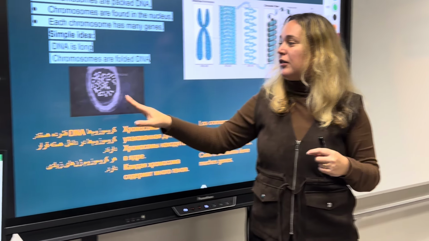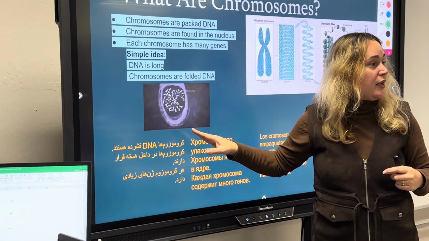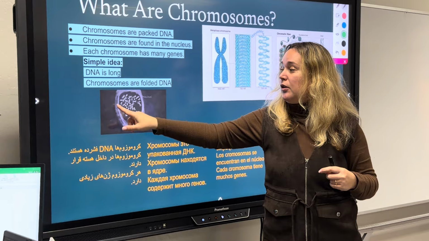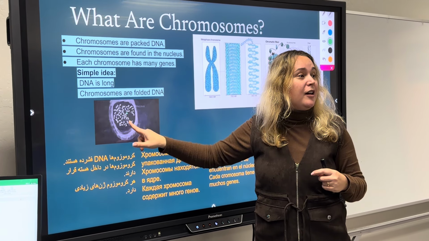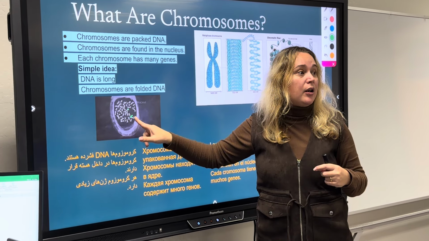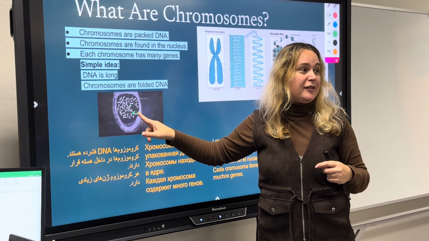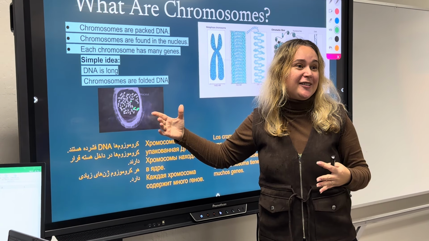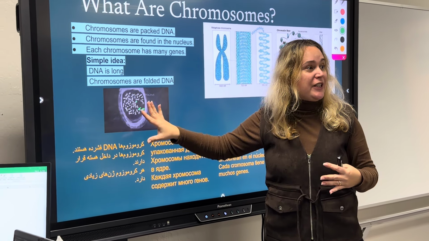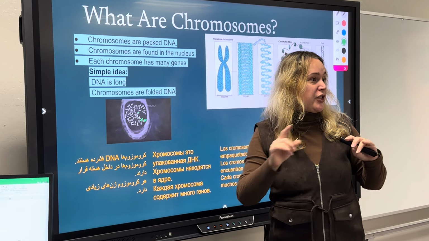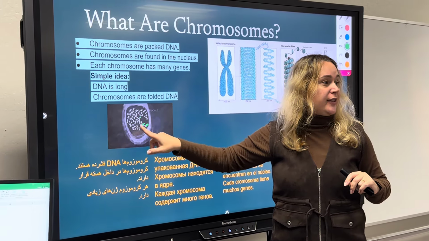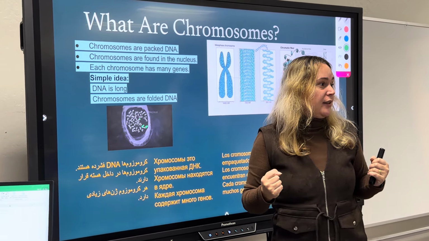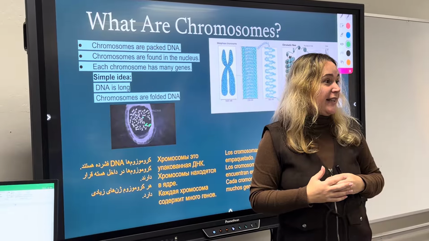Here you can also see a picture from an electron microscope. You can see the nucleus and you can see the packed DNA, the chromosomes, inside. This is how it actually looks before division. If there is no division, it's strands, just lines. Before division, cells start to get ready and create chromosomes from DNA.